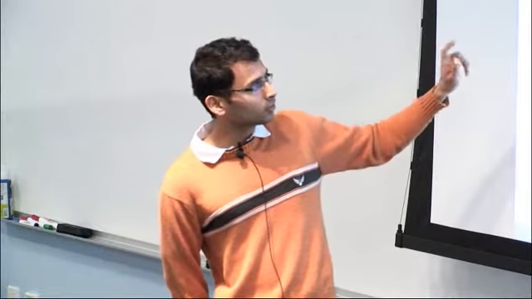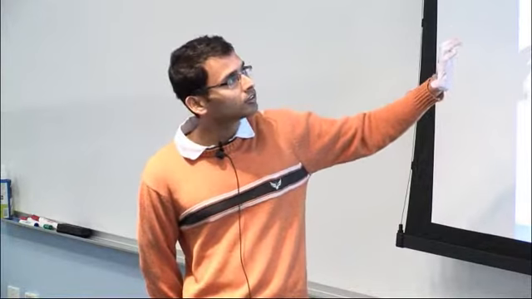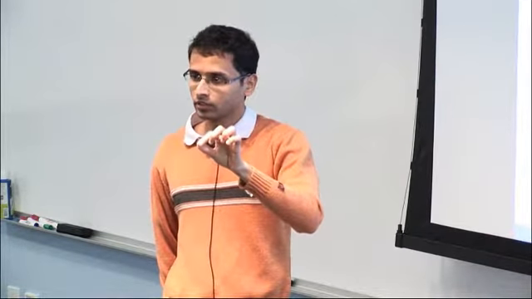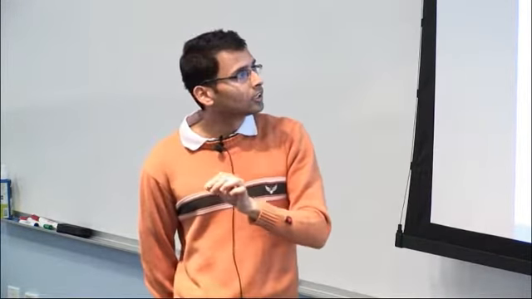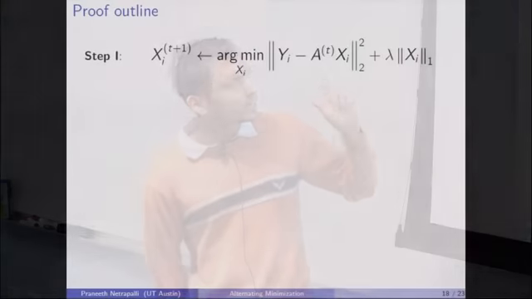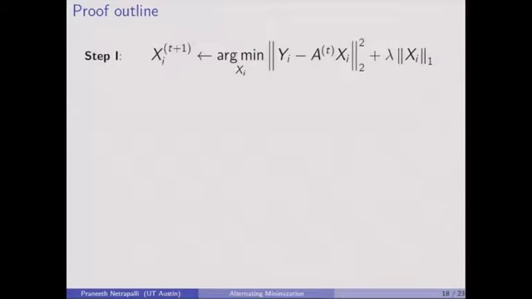As I mentioned, the proof of this result is in two parts. The first one is that the initialization gives us an approximate solution, and the second part is to show a local convergence guarantee for alternating minimization. In the next slide, I'll briefly present the proof outline for the local convergence part of alternating minimization.